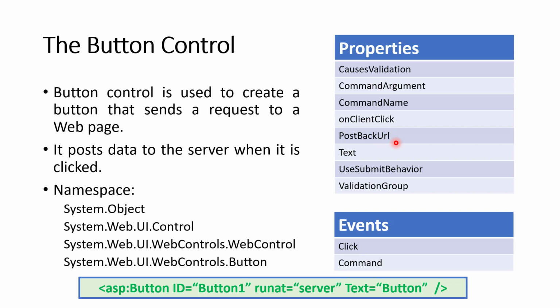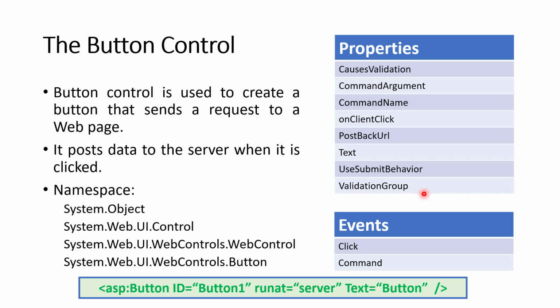It is used to obtain or set the URL of the page to post to when the button control is clicked. Next is Text. It is used to obtain or set the text to be displayed on the button control. This Text property works as the caption for the button control. Next is UseSubmitBehavior. It is used to obtain or set a value indicating whether the button control uses the client browser submit mechanism or the ASP.NET postback mechanism to submit the data to the server.